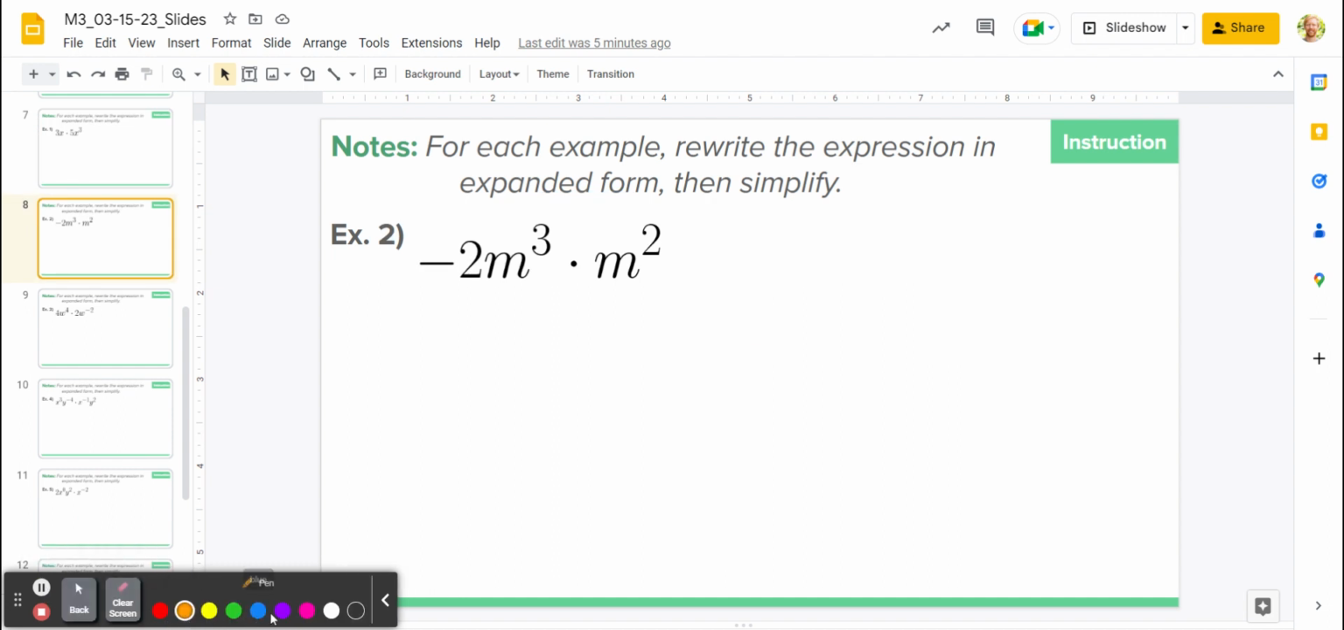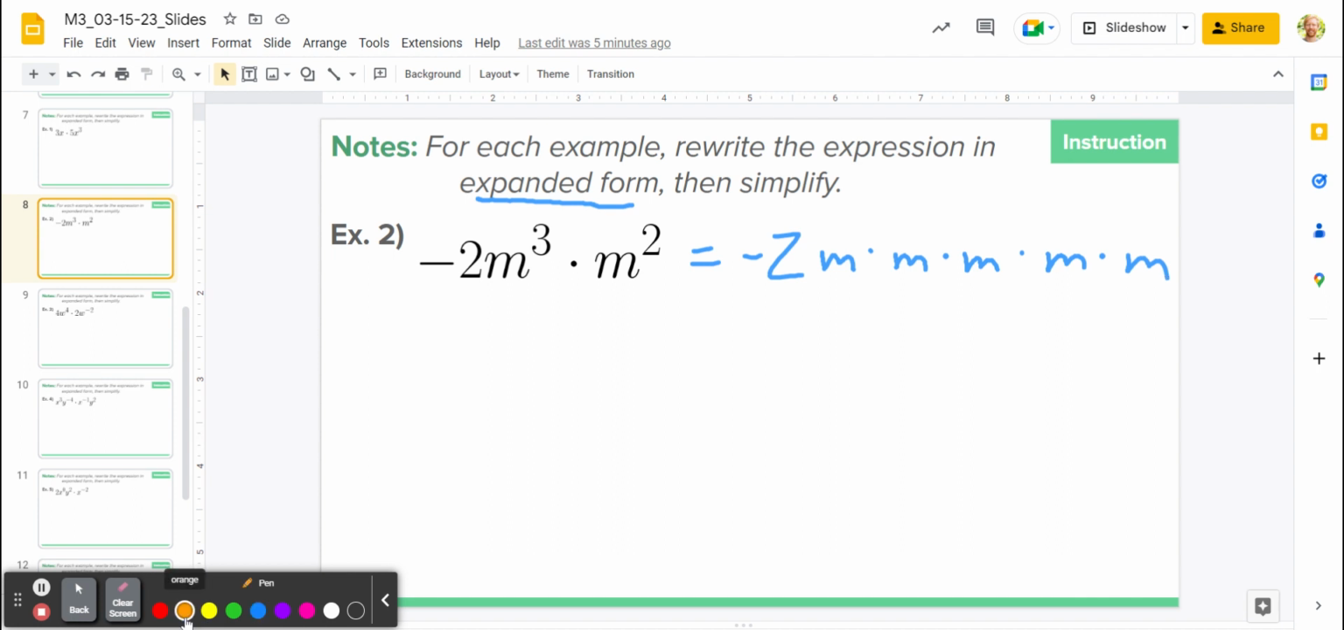Let's move on to example 2, and likely you can already start trying this on your own. Rewrite the expression in expanded form first. So we'll have negative 2 out in front. We'll have m times m times m, and then another instance of m times m.